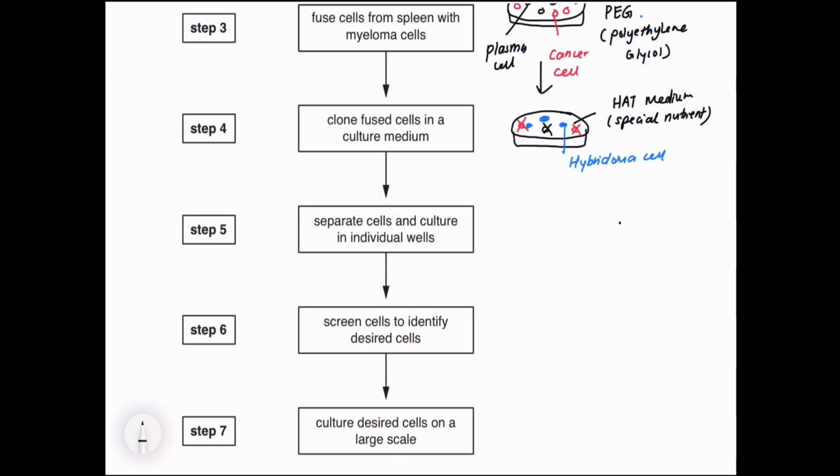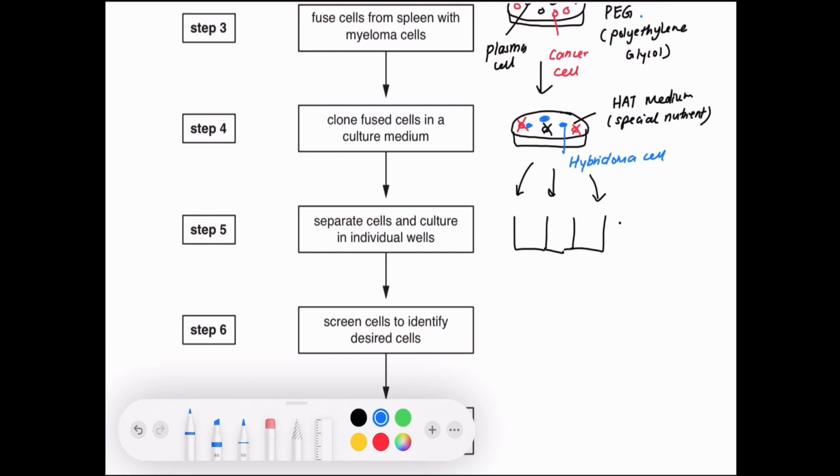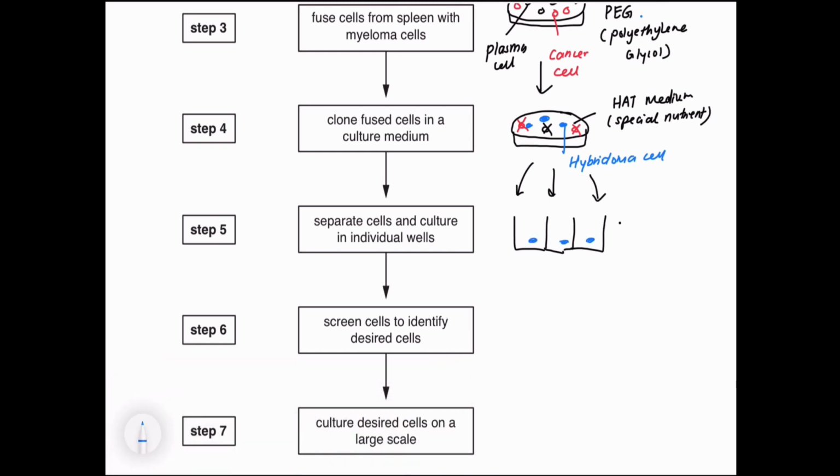Now, on the culture medium, there will be more than one hybridoma cell. Do you think all the hybridoma cells are the desired ones? So we need to screen in order to tell. Therefore, we will separate the cells into different wells and grow them separately before testing. So now, if I have these 3 hybridoma cells, what can I do to identify which hybridoma cell is the desired one? We will need to screen.